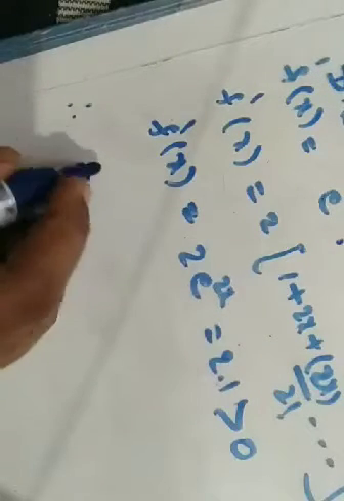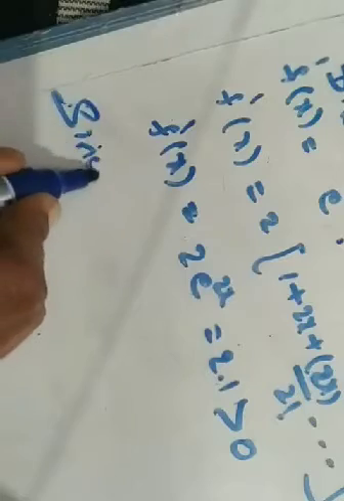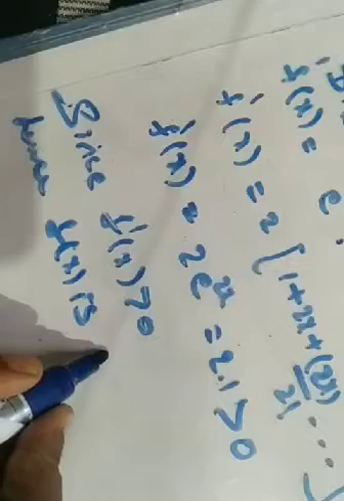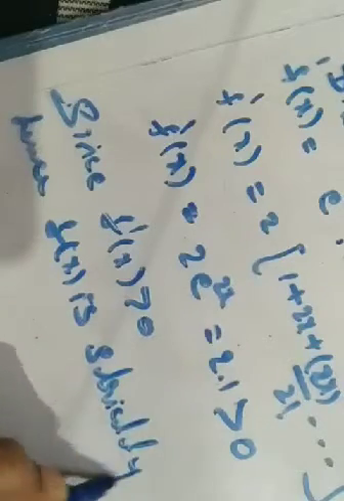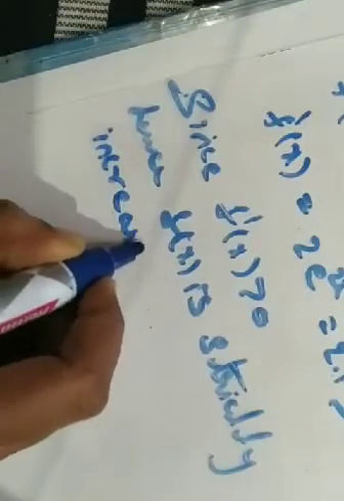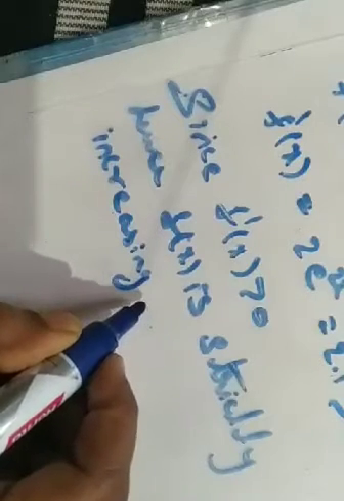Therefore, since f dash of x is greater than 0, hence f of x is strictly increasing function on R. Next, it is a strictly increasing function. Next problem. Let us go to next problem.